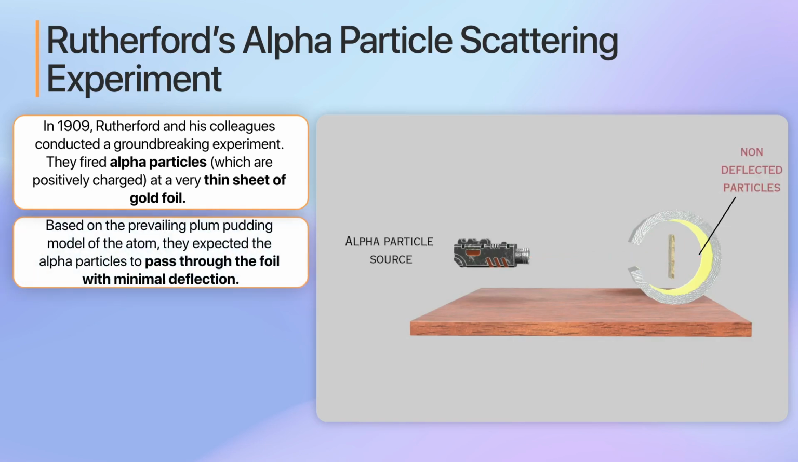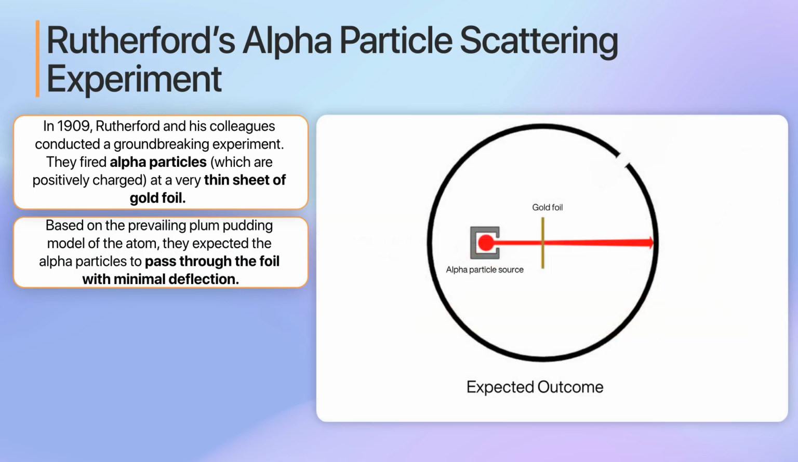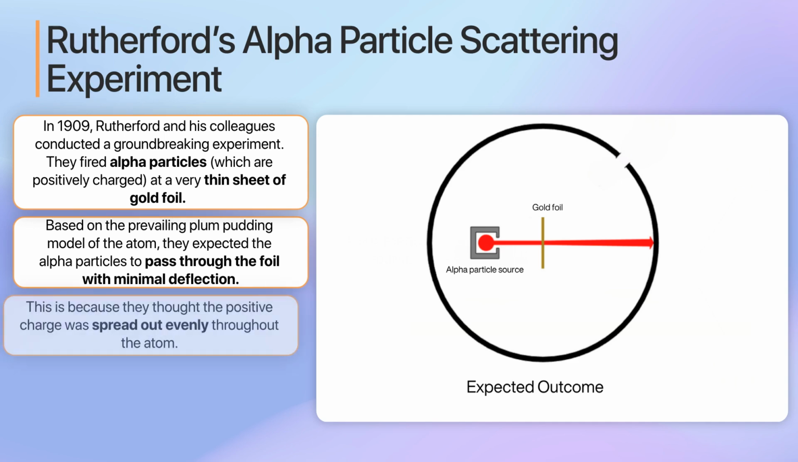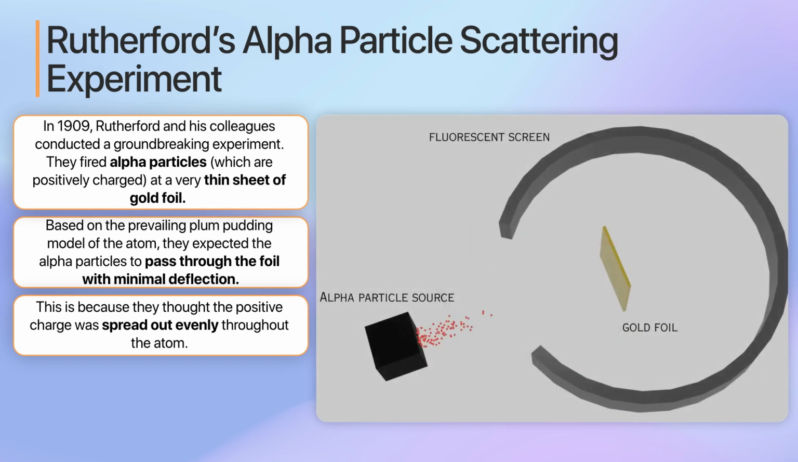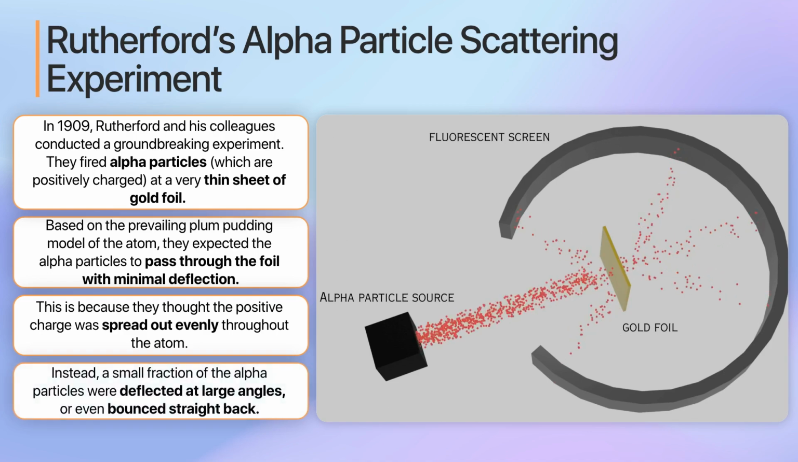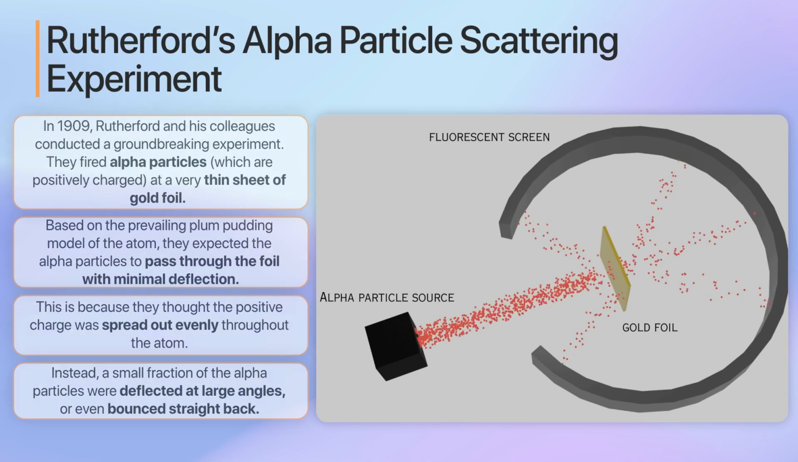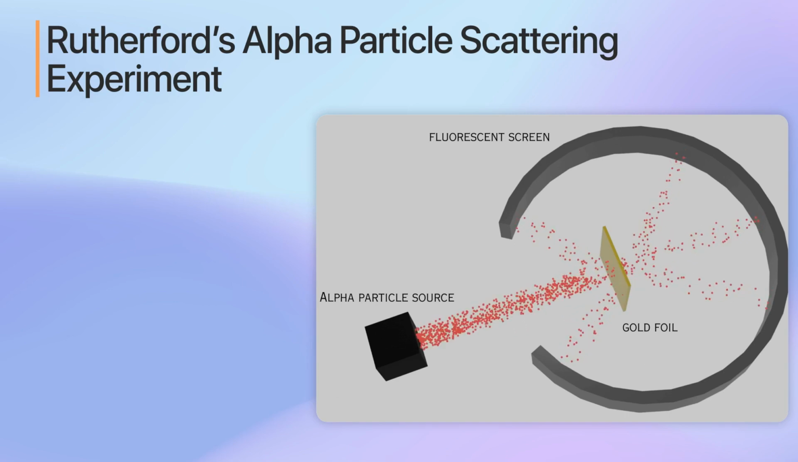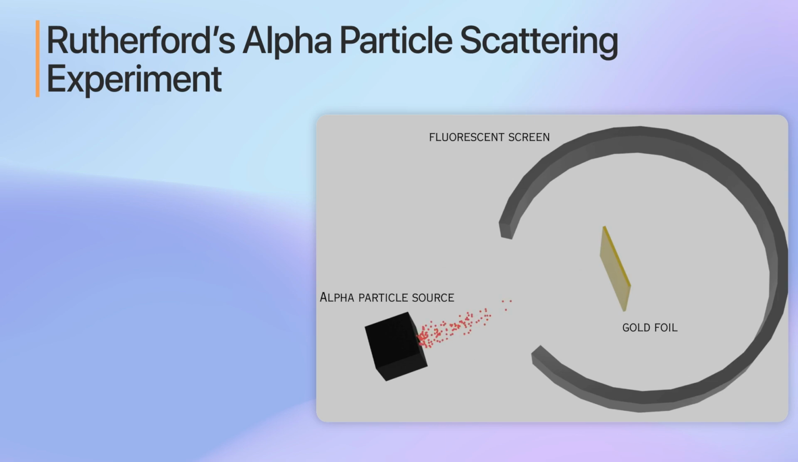Based on the prevailing Plum Pudding model of the atom, they expected the alpha particles to pass through the foil with minimal deflection in a straight line because they thought the positive charge was spread out evenly throughout the atom, like plums in a pudding. But this didn't happen. Instead, while most of the alpha particles were not deflected and did pass straight through, a small fraction were deflected at large angles, and some even bounced straight back. So what do the surprising results of this experiment mean for the structure of the atom?